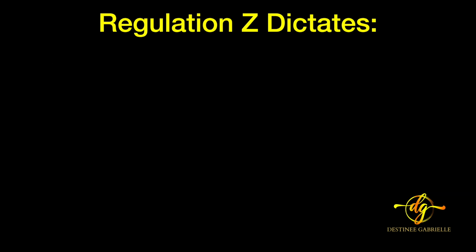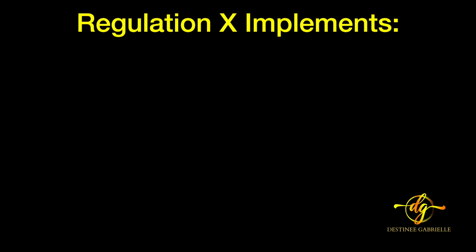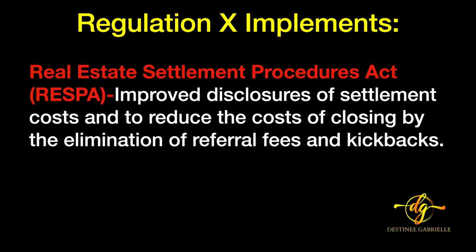So that's what Regulation Z dictates, talking about truth in lending. Disclosure requirements in credit transactions, including the disclosure of the APR, your annual percentage rate. We've got Regulation X, which talks about RESPA, which is talking about kickbacks and disclosures of different costs and things like that when it comes to your client.